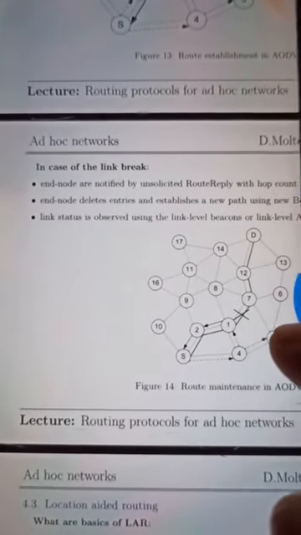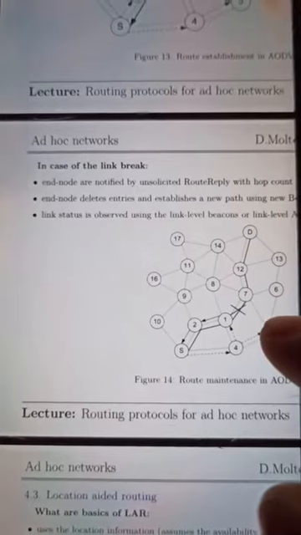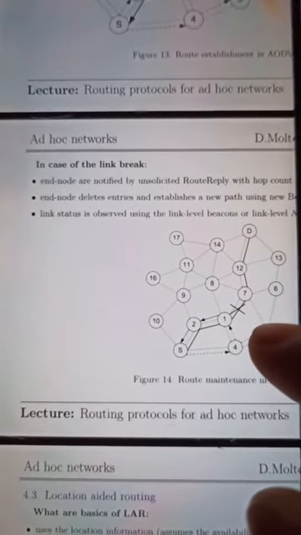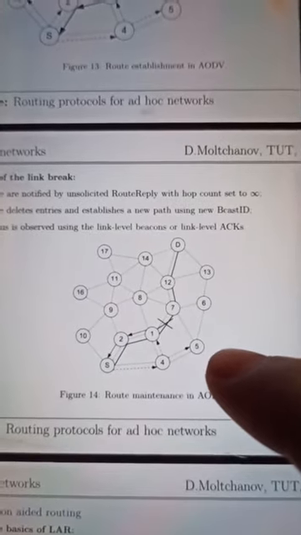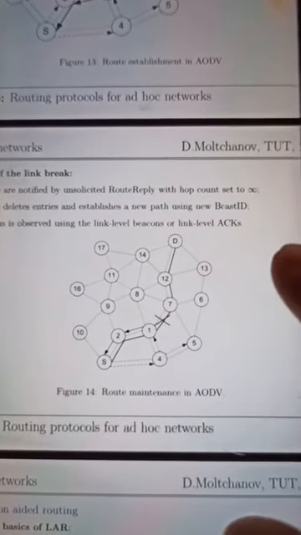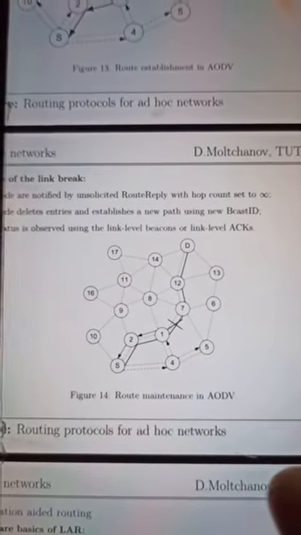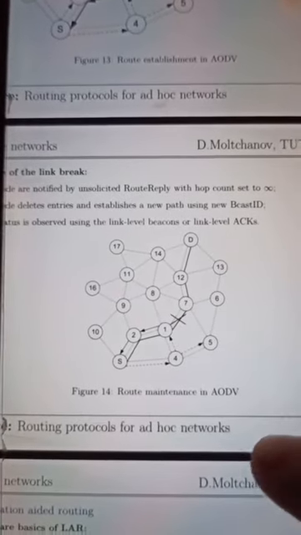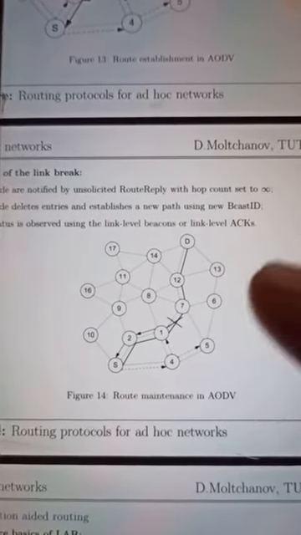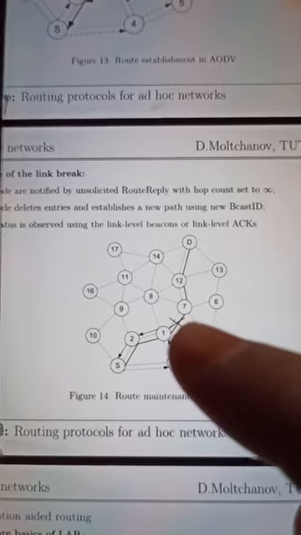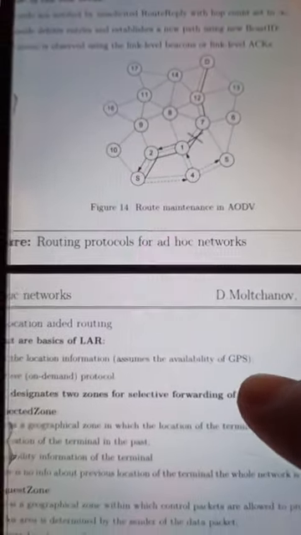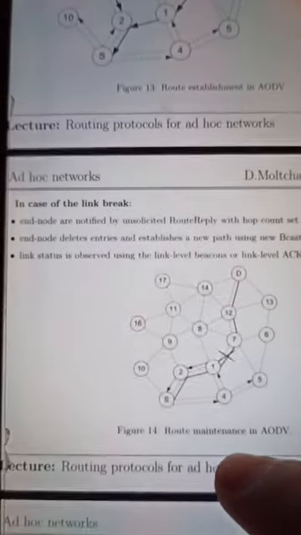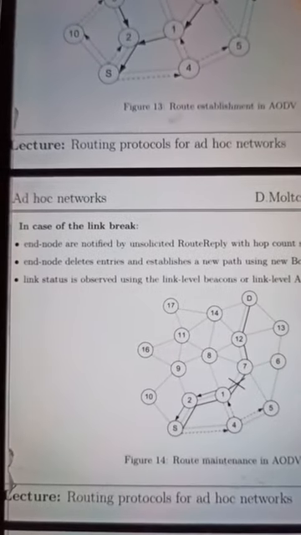And link status is observed using link level acknowledgement packets. So for each sent packet, an acknowledgement packet is received. If the acknowledgement packet is not received, then that means the link is broken. So this is all about the AODV protocol.